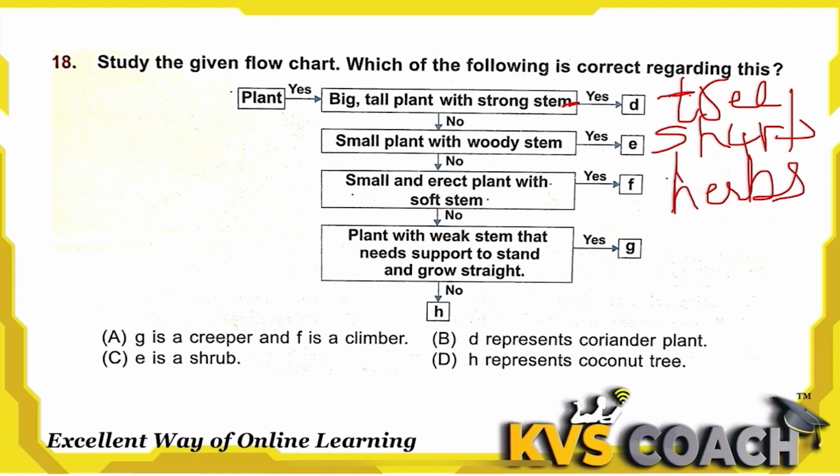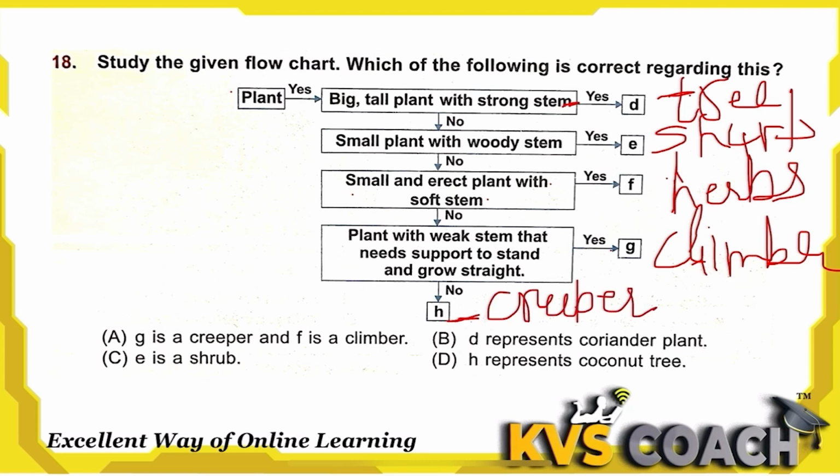Plant with weak stem that needs support to stand and grow straight. If it is yes, it means they are climber plants which need support to grow straight. If no, it means they are creeper plants because they don't need support of other plants. They grow along the ground. So let's check the options. G is a creeper and F is a climber. G is a climber and F is a herb. So this is wrong because G is a climber and F is a herb.